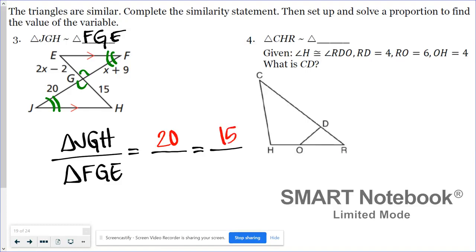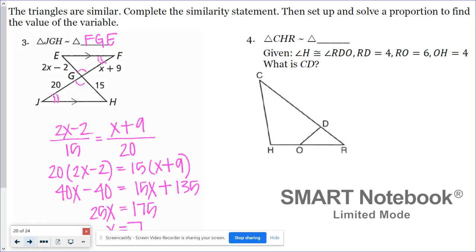Now notice 20 is JG, and according to my similarity statement, JG corresponds to FG. So that would go below the 20. And then HG corresponds to EG, so 2x minus 2 would go underneath the 15. So here's a proportion that shows the corresponding side relationships that are proportional between our two similar triangles. Then we would cross multiply and solve. I ended up with x is equal to 7.